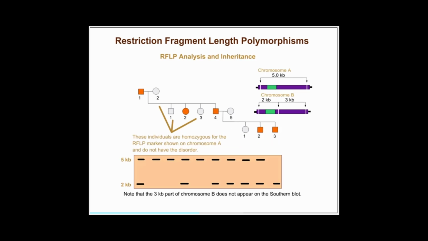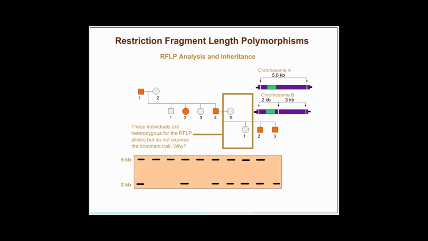does show linkage. In all cases, individuals with the disorder carry the RFLP allele shown on chromosome V. On the other hand, most of the family members without the disorder lack this RFLP allele.